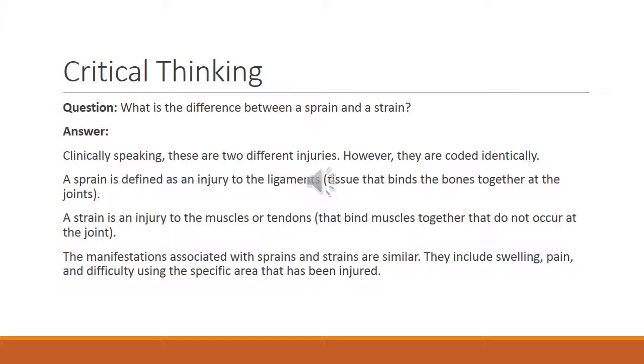And our last question: what is the difference between a sprain and a strain? And our answer: clinically speaking, these are two different injuries. However, they are coded identically.